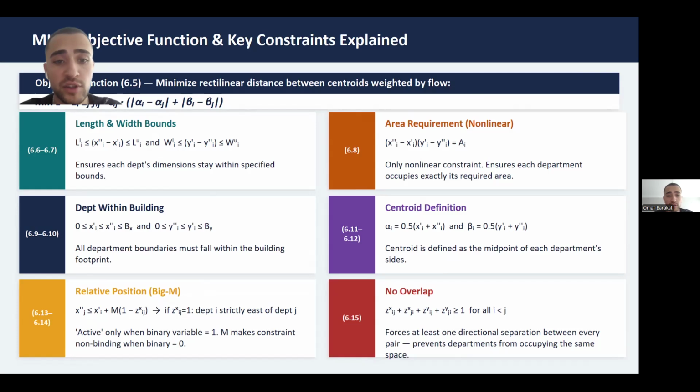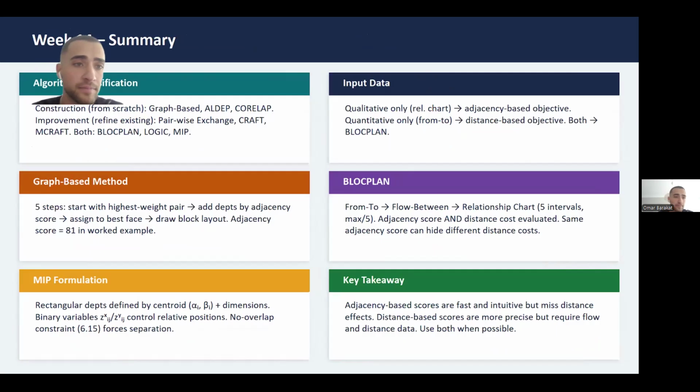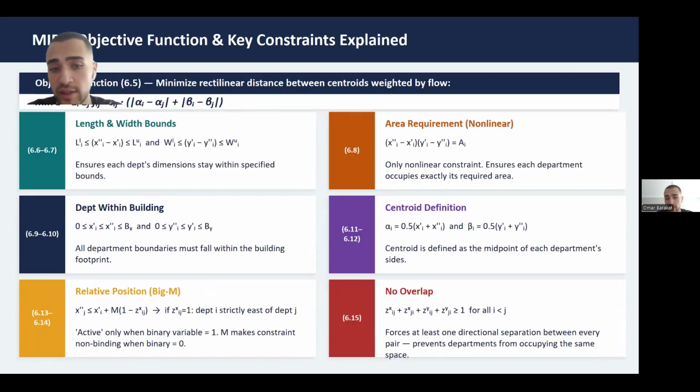As you can see here, the objective function, 6.5, minimizes the sum of these to find the rectilinear distance between the centroids weighted by flow and cost. Constraint 6.15 is the most important. It guarantees no two departments occupy the same space. Without it, the optimizer would stack departments on top of each other to minimize distances.